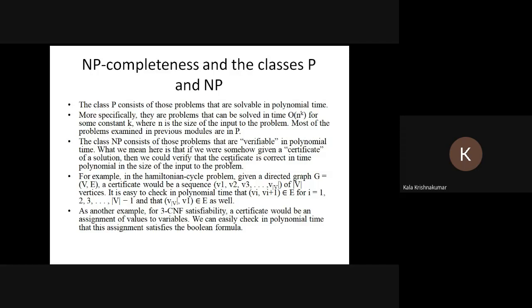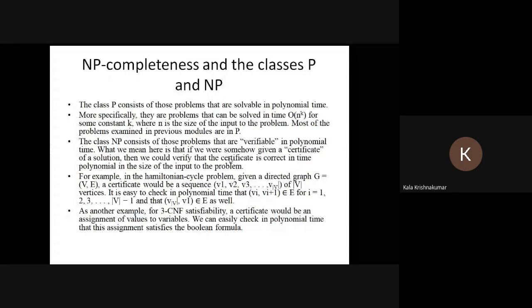Suppose I have a Hamiltonian cycle problem given a directed graph G. A certificate would be a sequence. What is a Hamiltonian cycle? It is a cycle, which means it starts and ends at the same vertex, and it should contain all the vertices in the graph. Okay, that is a condition. It should contain all the vertices in the graph.